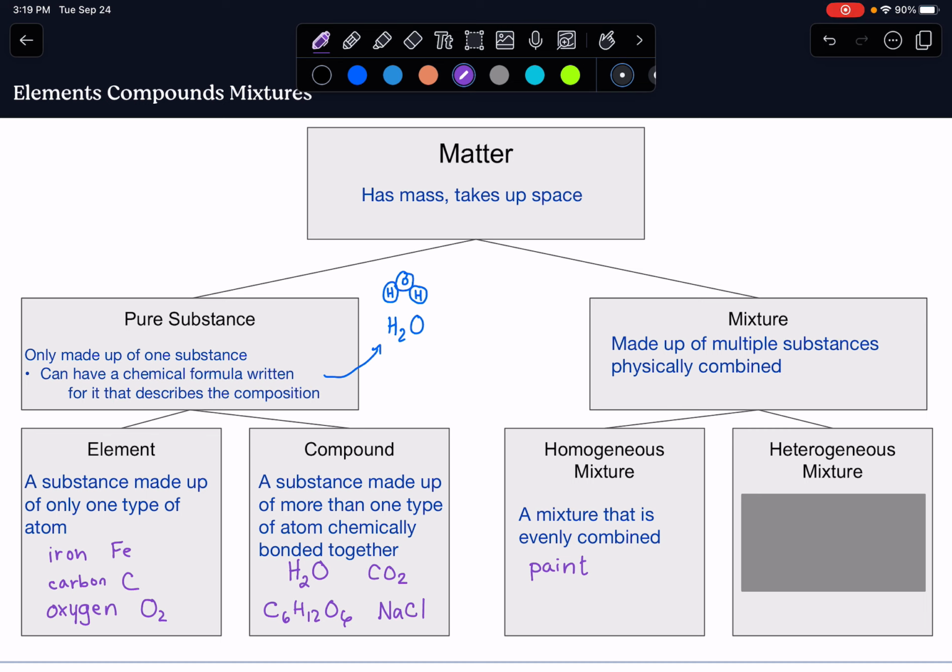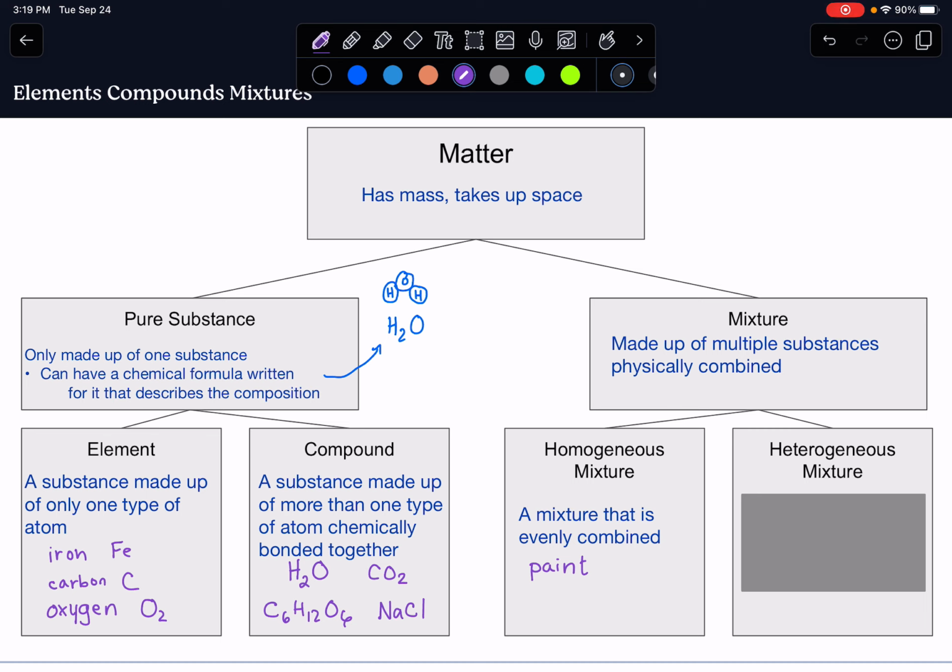However, when you are looking at wet paint, at a can of wet paint, and you're looking inside, you can't see all the different components. It's very evenly combined. It's very well mixed. If I take a sample of paint from one part of the can and another part of the can, it's going to be the same consistency. It's not going to change.